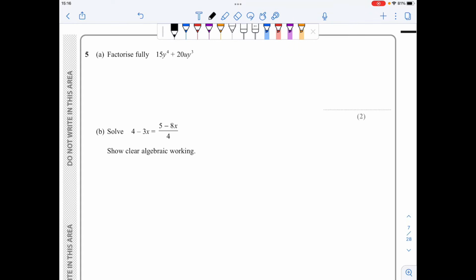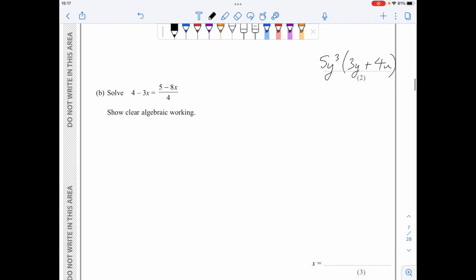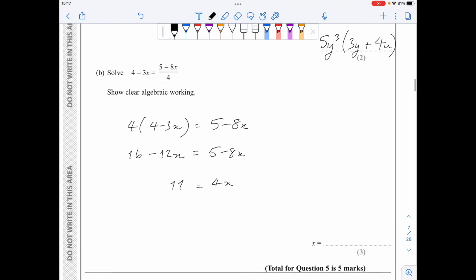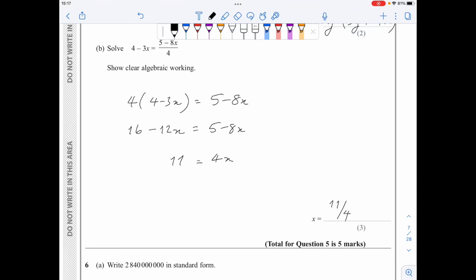In part A of question 5, I'll just take out a common factor of 5y to the power of 3, and then I'm left with 3y plus 4u. For part B, I will cross multiply, so 4 times 4 minus 3x equals 5 minus 8x. Now I will expand 16 minus 12x. The right hand side stays the same. I will collect all the x's on the right, so I've got 4x, and all the numbers on the left, I've got 11. So x is equal to 11 over 4.